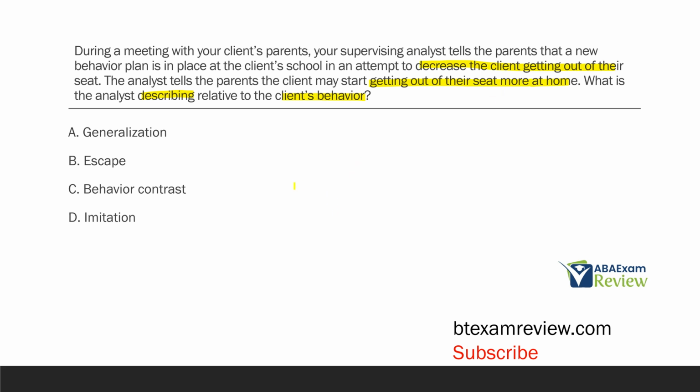What about C, behavior contrast? Behavior contrast says if we change a schedule in one environment to change a behavior, in another environment, the behavior is likely to move in the other direction if nothing is changed. In this case, in school, the behavior plan changed, and behavior decreased. Behavior contrast says we can expect the behavior to now increase in another environment, which in this case is at home. And then D, imitation. Well, we're not looking at the client imitating anybody or imitating any skills or responses. What the analyst is describing here is what we would consider behavior contrast. In one environment, the plan changed, and the behavior decreased. Behavior contrast says in a different environment, that behavior is likely to move the other direction.